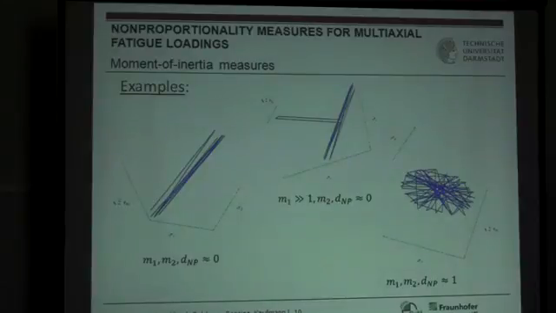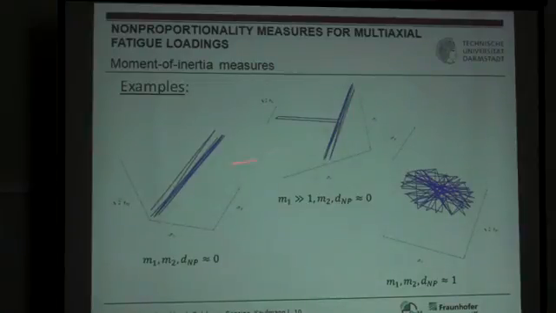Now we just look at some examples and pictures, because it's probably hard to get that much from the formulas. Basically, this is the space of the plane tensor path, so only three components are provided: sigma x, sigma y, and tau xy. And a path of this kind would be a proportional path, and all three measures would yield 0, or a value which is close to 0.